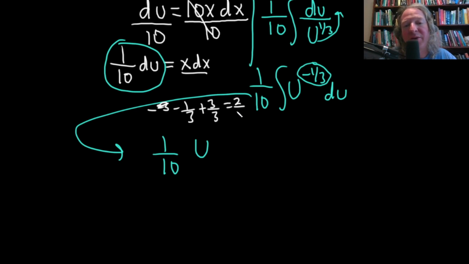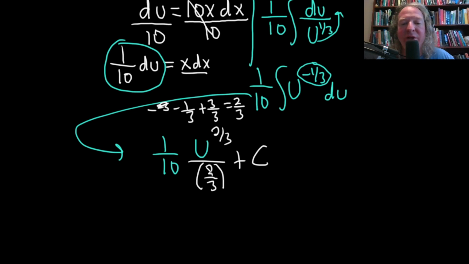So it's 2/3. When you're adding 1 to a fraction, try to think of your fraction as a number over a number where that number is the same as the denominator of your first fraction. So like if it was 1/5, you think of it as 5 over 5. Here it's -1/3. So we think of it as 3 over 3. So that's going to be u to the 2/3. And then we're dividing by 2/3, plus our constant of integration, capital C.